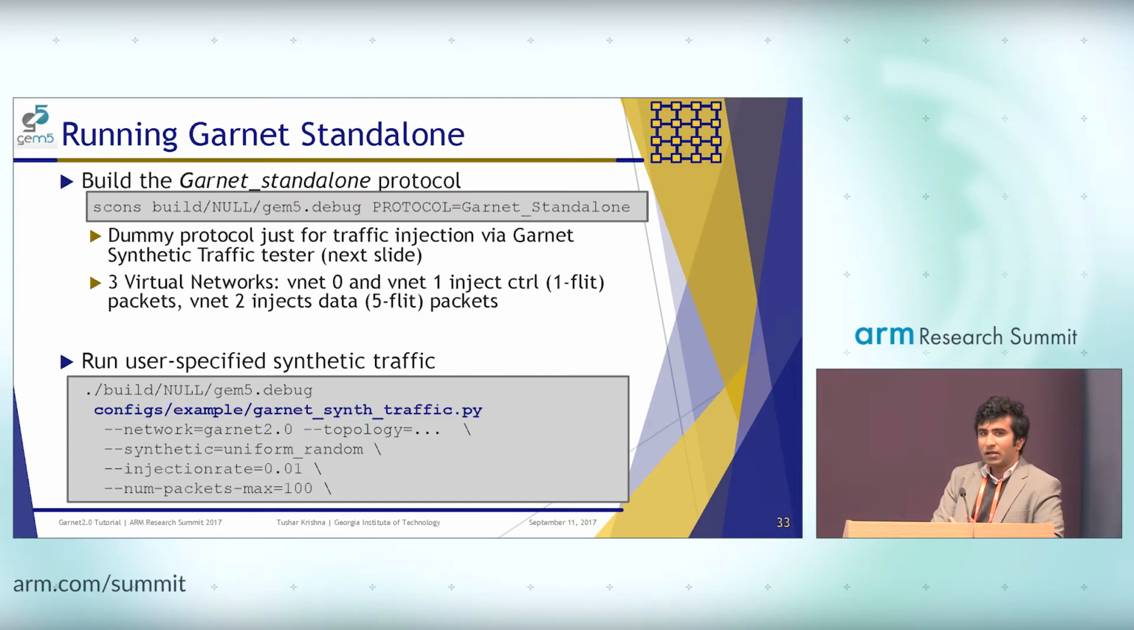There is a way of running Garnet in a standalone mode, and I just wanted to briefly highlight that. So for this, you would build the Garnet standalone coherence protocol. This is a dummy protocol. This actually is not a real coherence protocol, but it lets you still have the same coherence interface with the rest of Ruby while completely controlling the traffic that's inside the network. So now you can run user-specified synthetic traffic. You can say, I want to run, let's say, uniform random traffic at a certain injection rate and so on.